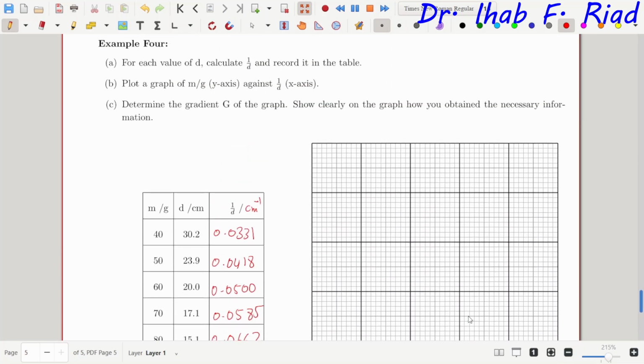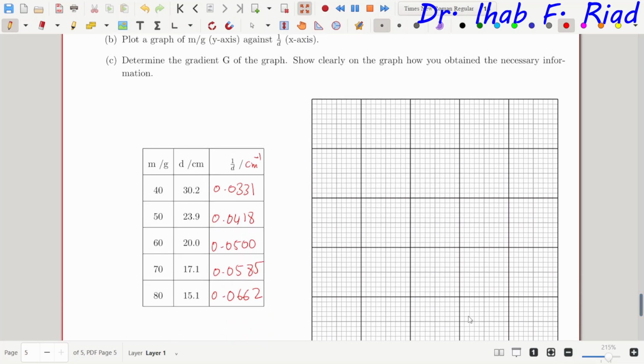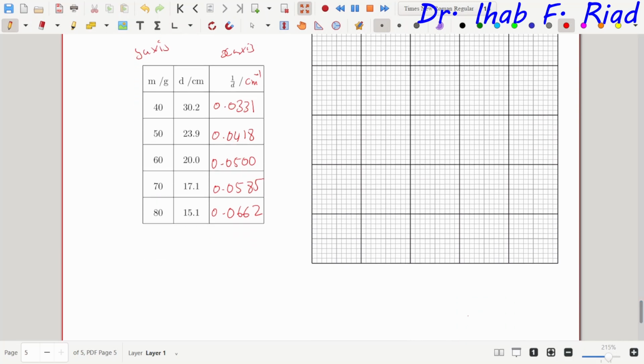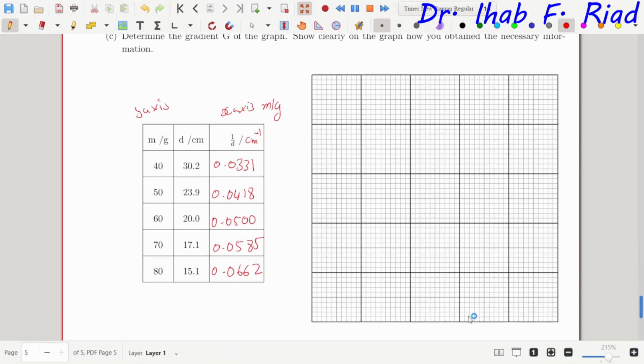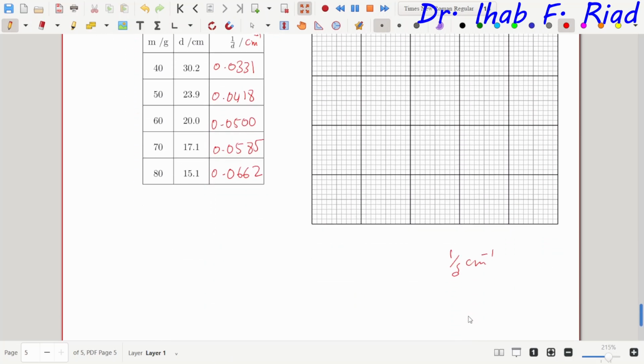What do we have? We have m on the y-axis, 1 over d on the x-axis. So this is the x-axis, this is the y-axis. We have 1 over d, centimeter minus 1, and we have mg over here. Now, we were not asked to either start from 0. He is not telling us. So how are we going to decide for that?